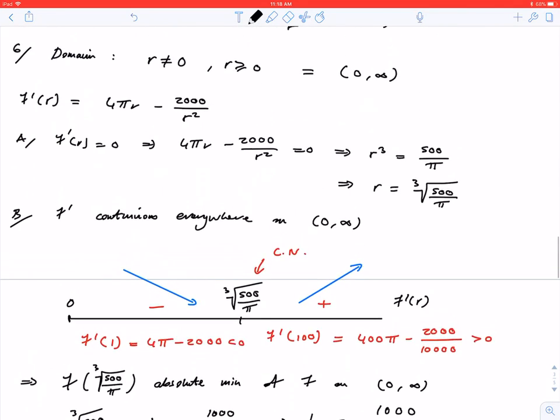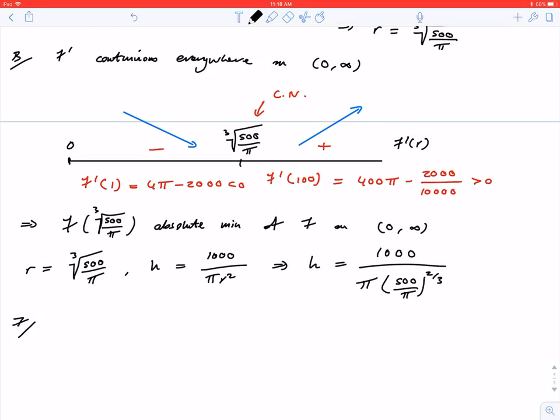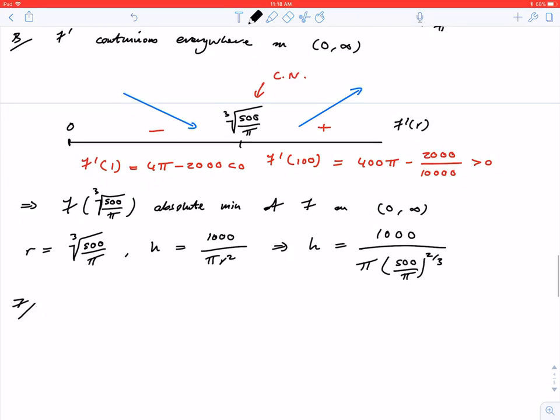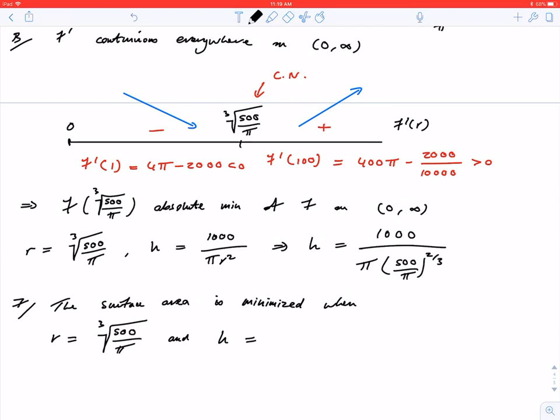So the conclusion is, and this is step 7: the surface area is minimized. It is minimized when the radius is equal to this lovely expression, the cube root of 500 divided by pi, and h is equal to 1000 divided by pi times 500 divided by pi to the 2 over 3. There we go. And if you wanted the actual surface area, you would need to evaluate f at the cube root of 500 over pi.